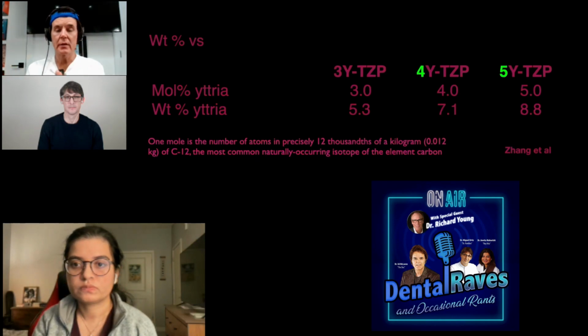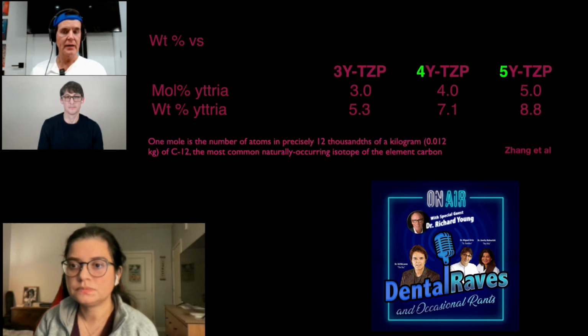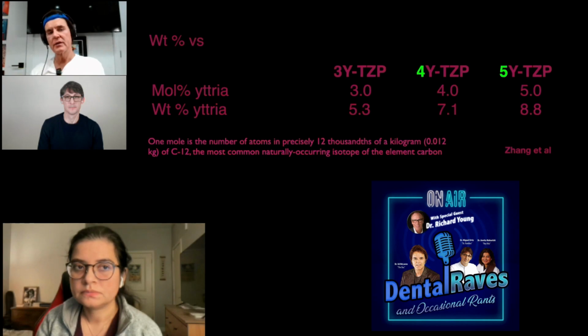The functionality, or what that really means to the clinician or the lab, is that as we add more Yttria, we precipitate out more of the cubic phase, the more translucent phase. 3Y material has virtually no cubic phase. 5Y material has about 50% cubic phase. So it becomes more translucent as we add Yttria.